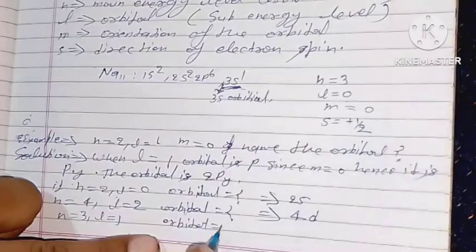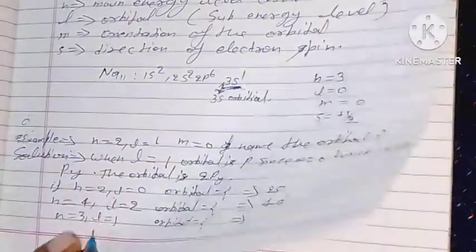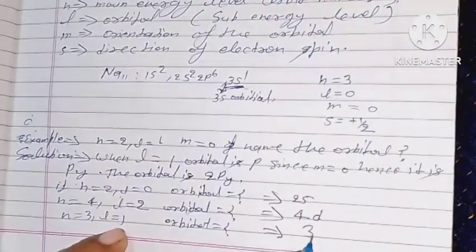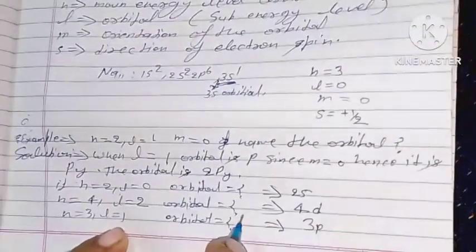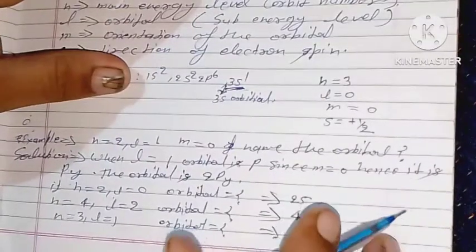If n equals 3 and l equals 1, then the orbital is 3p, because for l equal to 1 it is a p orbital. And so on.